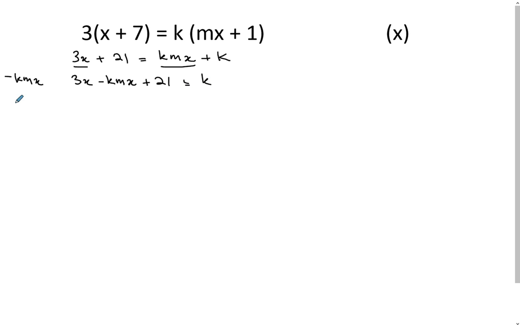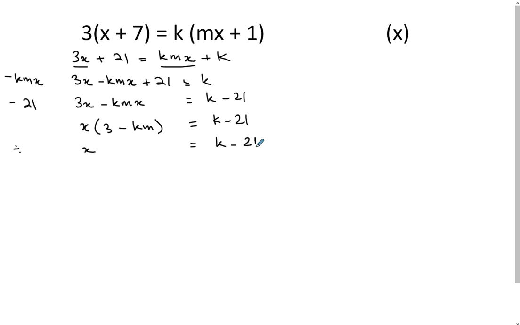And now I'm going to remove the 21. So you've got 3x minus kmx equals k minus 21. Now I've got all the x's on one side, so 2 becomes 1. So I've got 3 minus km equals k minus 21. Okay, now I'm going to divide by all that. So x equals k minus 21 divided by 3 minus km. Okay, as simple as that. Let's have a look at another example.